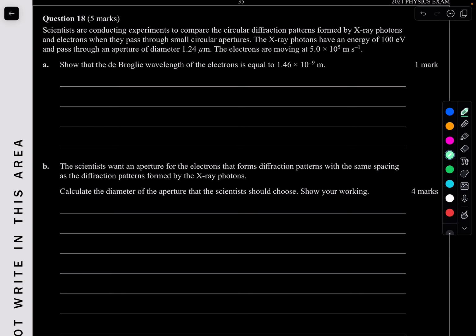Easy. We're given the velocity, so we can find the momentum, which is your mass times your velocity. The mass of an electron is 9.1 times 10 to the negative 31 kilograms, times the velocity at which they're traveling, 5.0 times 10 to the power of 5.